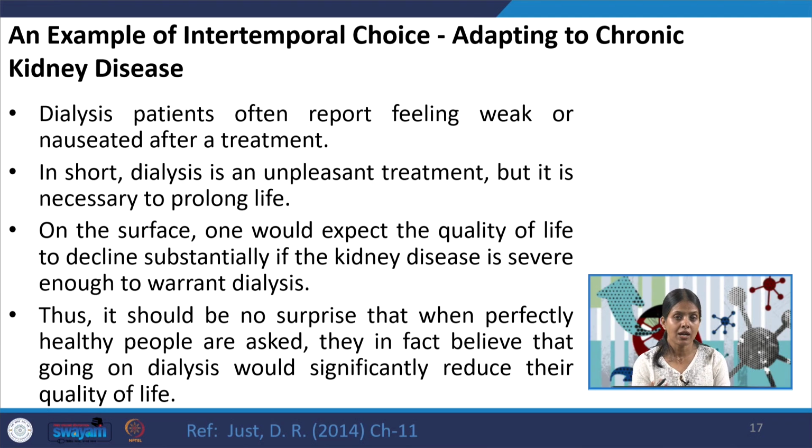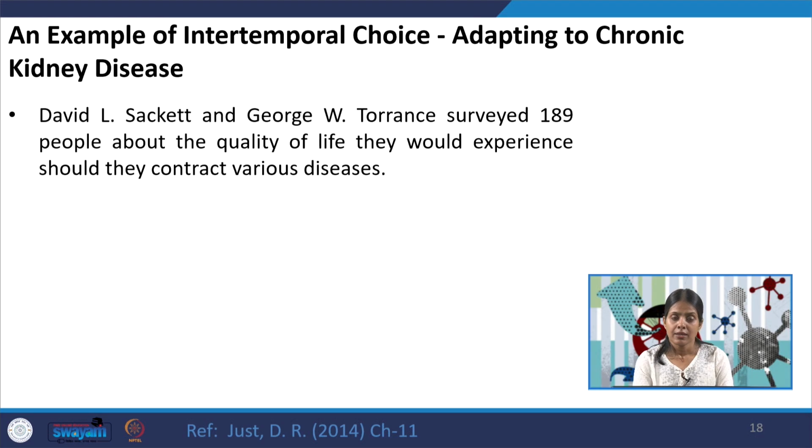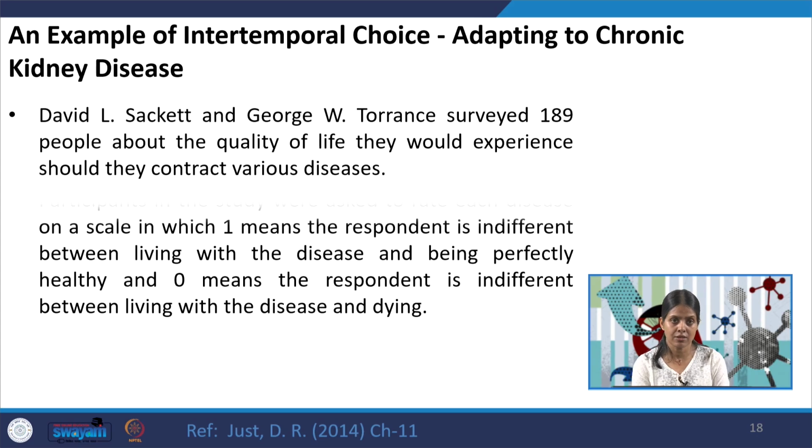So, if a healthy individual is asked how they expect their life to be if they are on dialysis, of course anybody, and I would also say, that yes, life would be miserable. David L. Sackett and George W. Torrance surveyed 189 people about the quality of life they would experience should they contract various diseases.